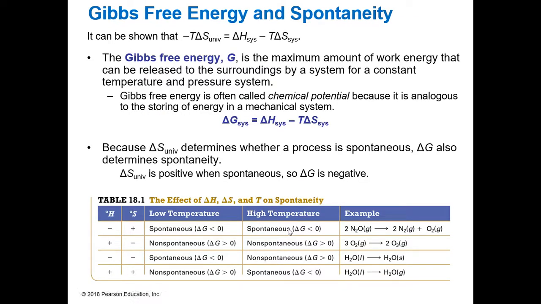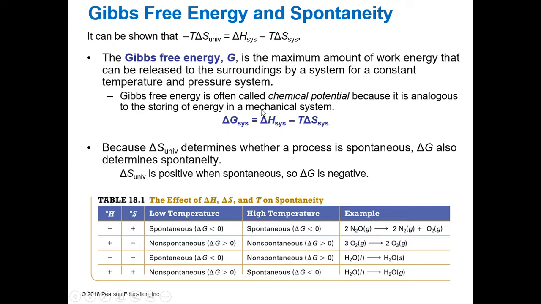So our Gibbs free energy. Here is our equation for Gibbs free energy. Our negative T delta S of our universe equals our delta H of our system minus our T delta S. Our Gibbs free energy is the maximum amount of work energy that can be released to the surroundings by a system for a constant temperature and pressure system. So that's what this means over here. This is our delta G.